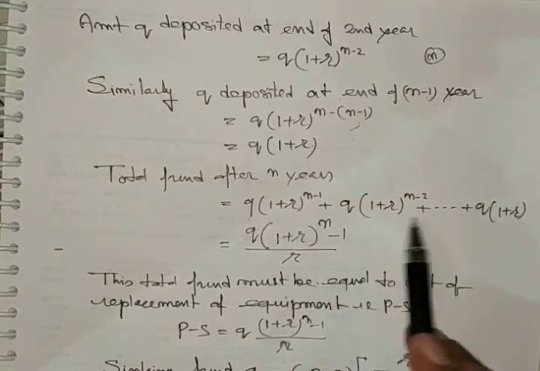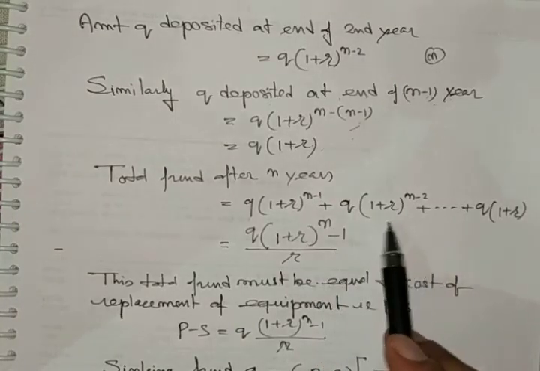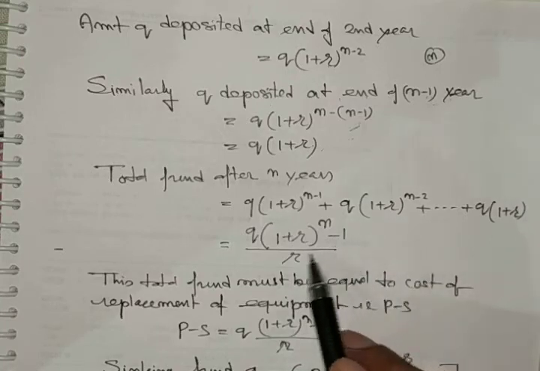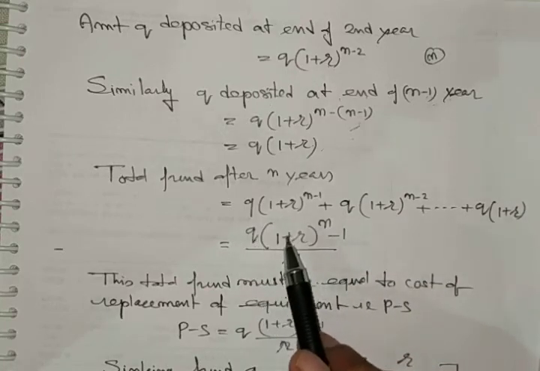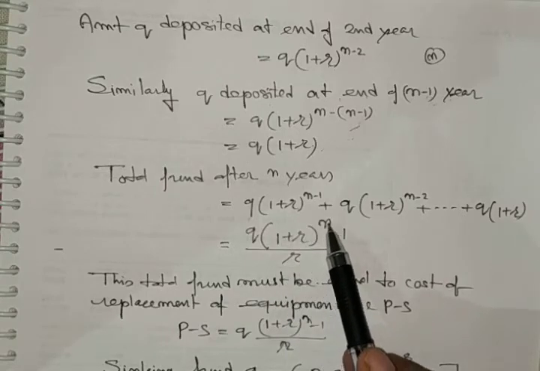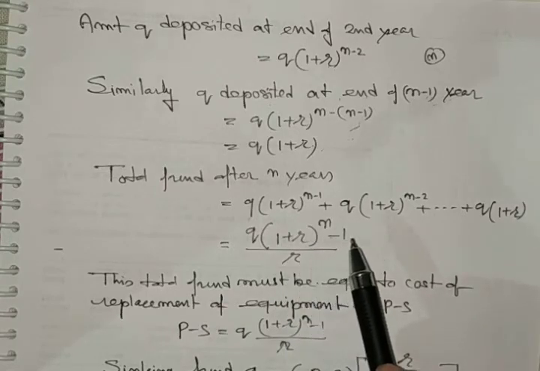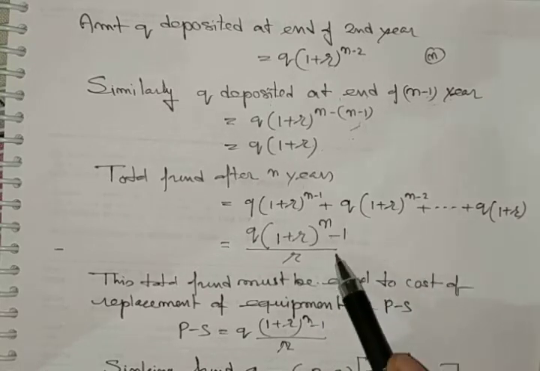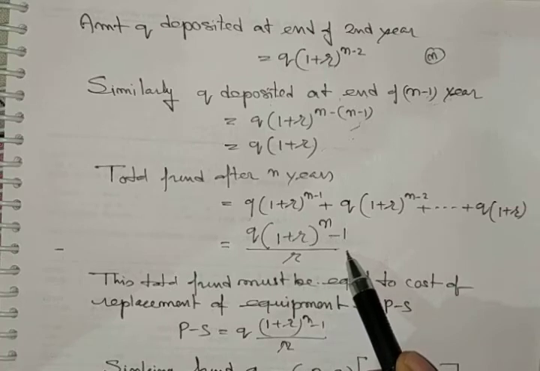After you rearrange this mathematical series, you will get Q into (1 plus R to the power n minus 1) divided by R. So this is your mathematical series. From the mathematics, you will get this simple formula.